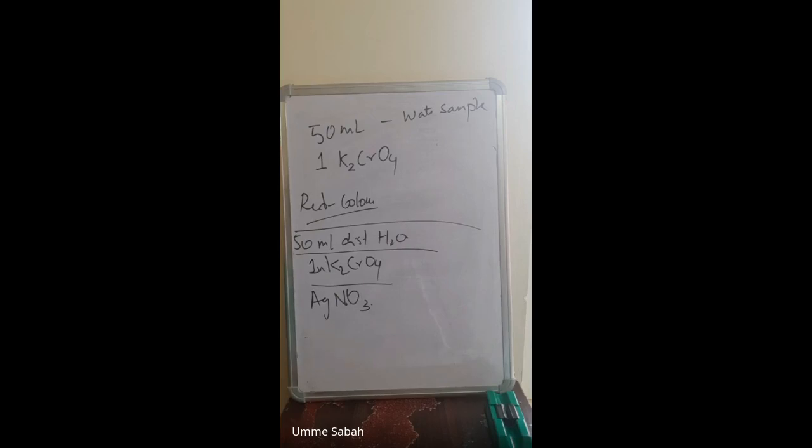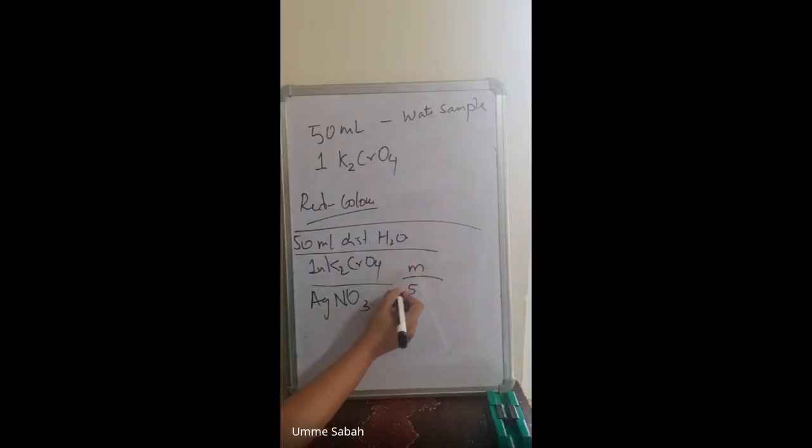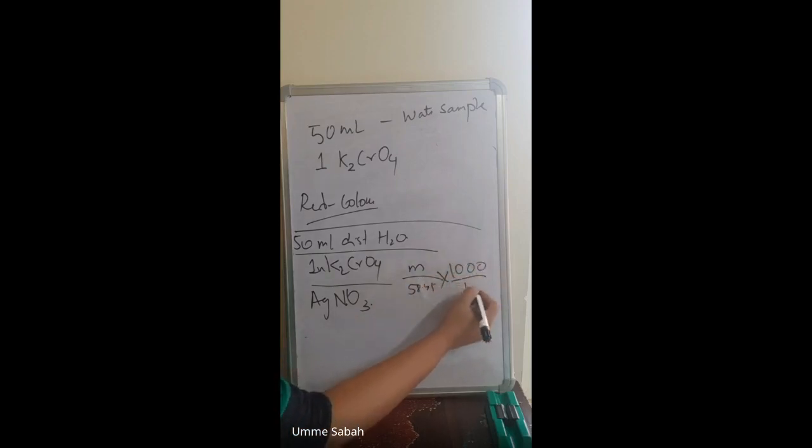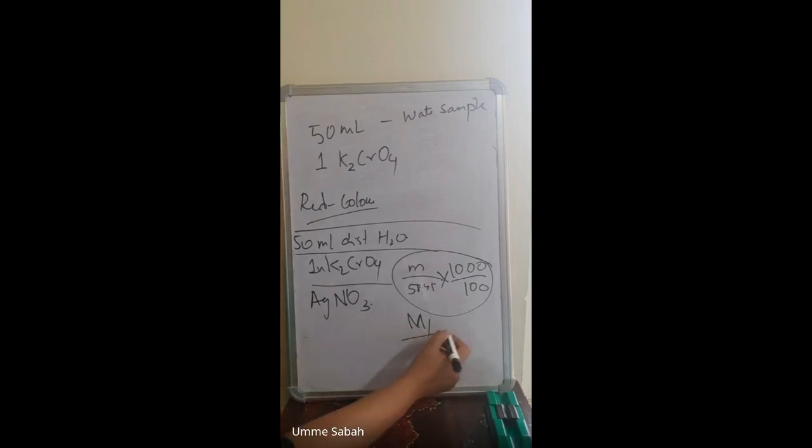Did you understand? Yes, ma'am. For M1, you are calculating M, then you have the molar mass given, that is 58.45, and then multiplied by 1000 divided by 100. This is your M1. Okay? That you have to calculate. Now you have to calculate M2. How will you calculate M2? Whatever M1 you have got, you divide by 10 after 10 dilutions. That will be your M2.